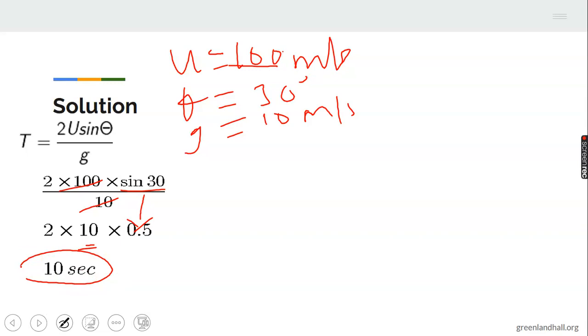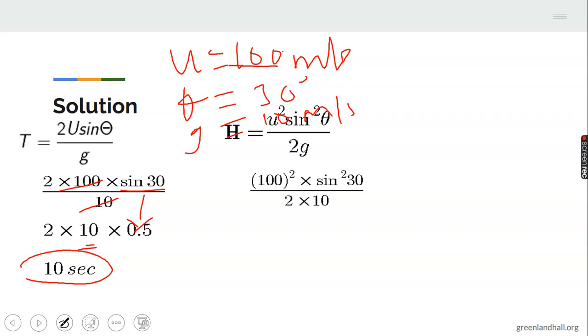Now, the next thing is maximum height. And this is the formula for maximum height: u squared sine squared theta all over 2g. Like we did here, we slot in all our values to get maximum height. Our u is 100, you square it, times sine squared 30 degrees all over 2 times 10. This is 2, where g is 10.